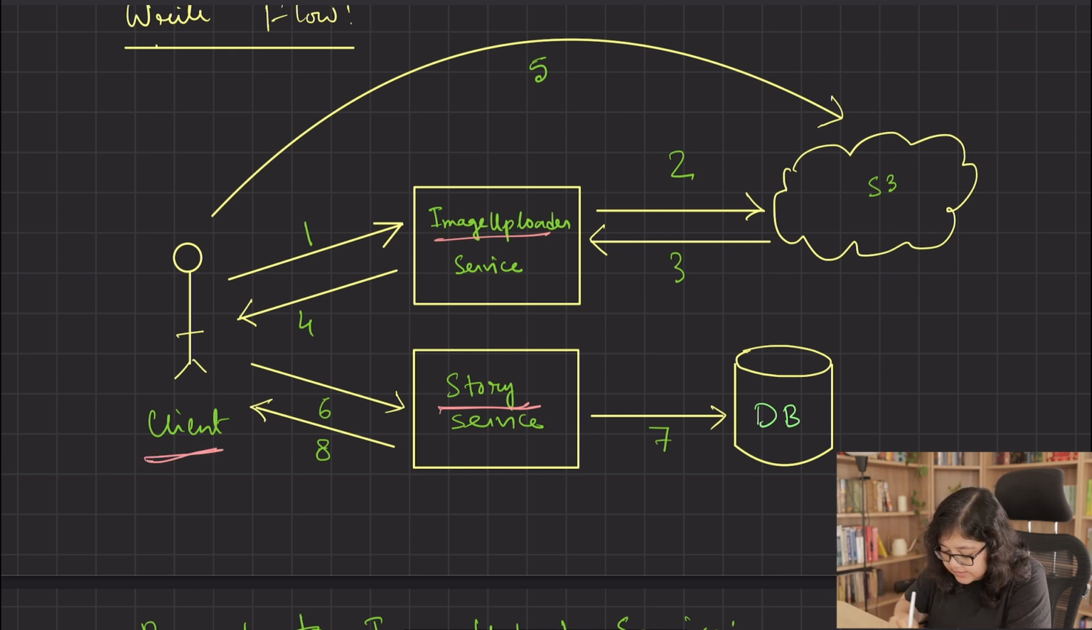So the client will send the request to the image uploader service. Then after receiving the response from the service, it will upload the image to S3. Then after that, it will send the request to another service. If it is a story, then it will send it to the story service. If it is a post, then it will send the request to the post service and so on. Now let's dig deep into the architecture.